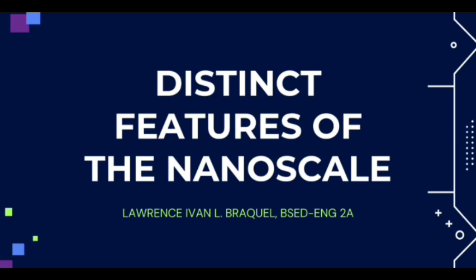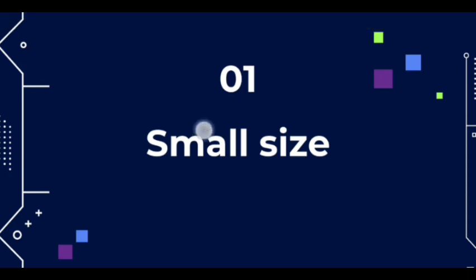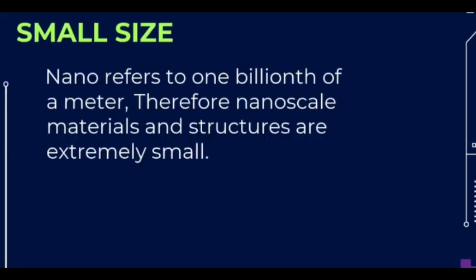When we are talking about the distinct features of the nanoscale, we are dealing with their unique properties, their characteristics that only exist at the nanoscale. Okay, so the first characteristic is, of course, its small size. Nano refers to one billionth of a meter. Therefore, nanoscale materials and structures are extremely small.